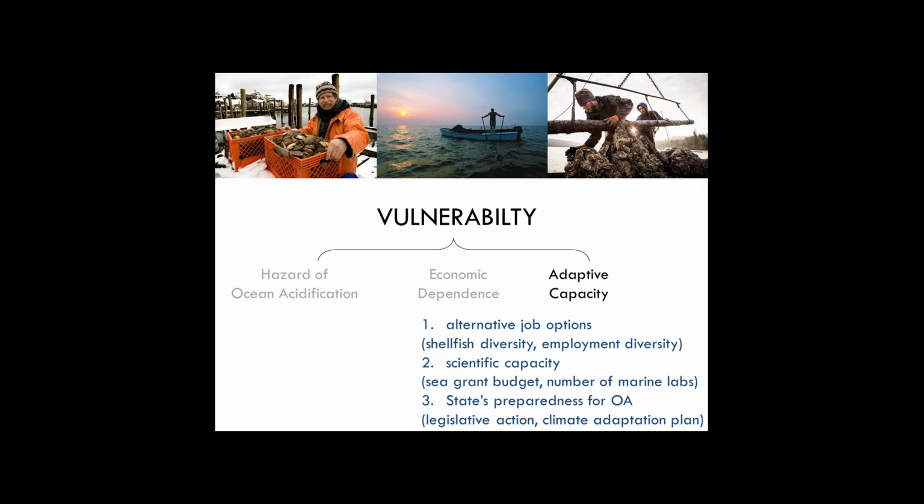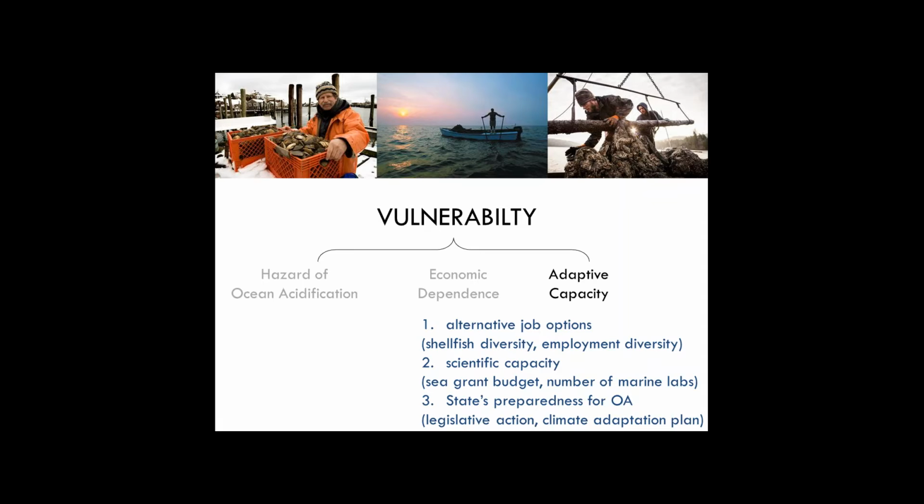And lastly, we looked at adaptive capacity. And this is the ability of a social group, again, to cope or adapt to changes. We had 3 large measures for adaptive capacity in this study. And we really tried to focus this component on ocean acidification in particular when we could. So one component was alternative jobs, and we used 2 indicators for alternative jobs, or the ability to switch jobs. And one was the diversity of shellfish industries in a region. So how many different species are being harvested, and what percentage do they contribute to the total economic value of harvest? And in addition to that, we used a more generic measure, which was employment diversity for an area.